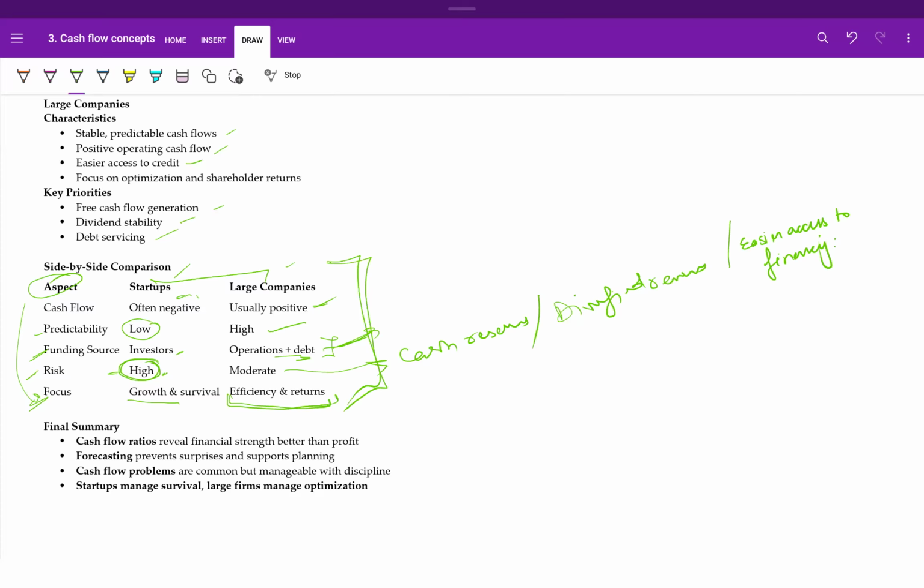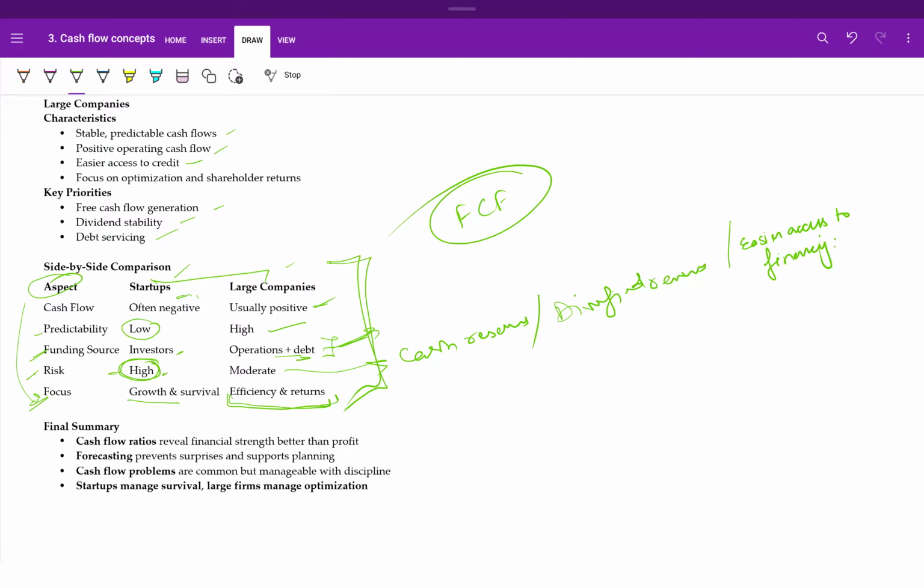I hope this much was clear. In today's session, we have discussed majorly everything related to free cash flow, and we have discussed the ratios also. Everything which is important, and this is going to be the foundation for the free cash flow to equity and free cash flow to the firm discussions, which we are going to discuss in the next lectures.